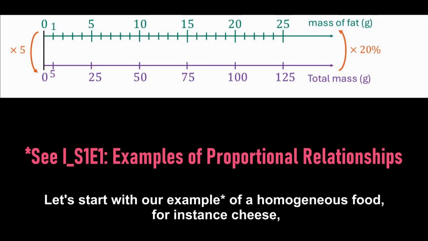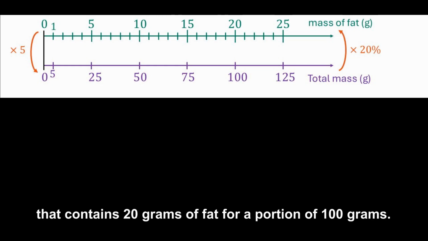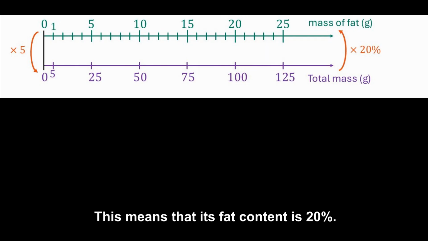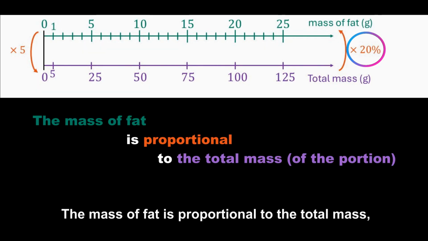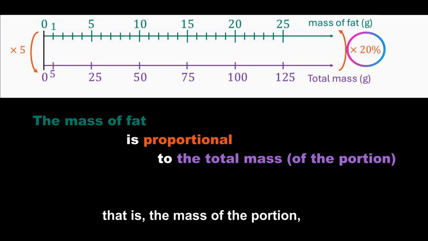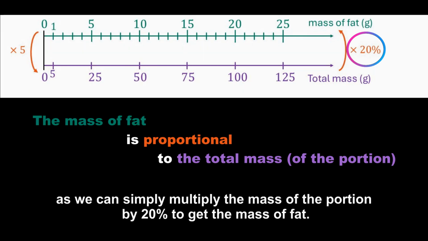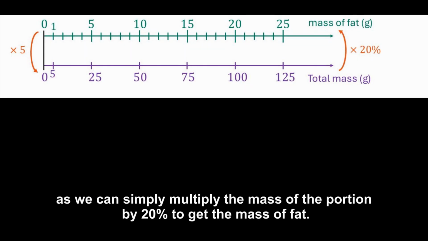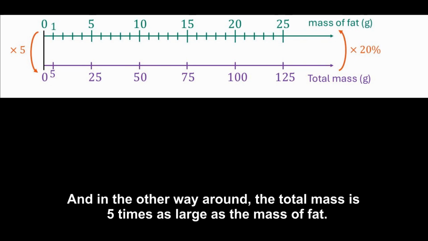Let's start with our example for homogeneous food, for instance cheese, that contains 20 grams of fat for a portion of 100 grams. This means that its fat content is 20%. The mass of fat is proportional to the total mass, that is, the mass of the portion, as we can simply multiply the mass of the portion by 20% to get the mass of fat. And in the other way around, the total mass is 5 times as large as the mass of fat.